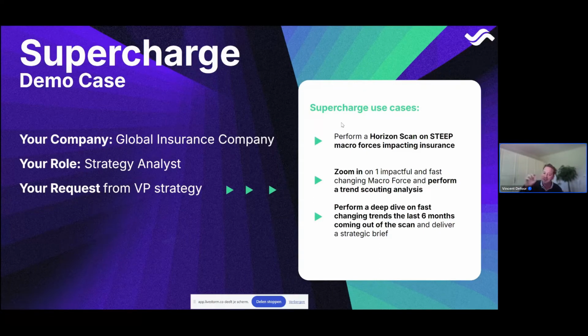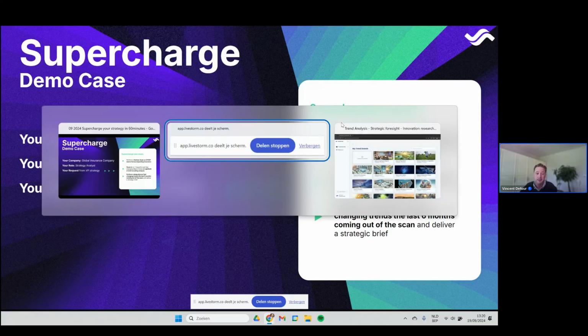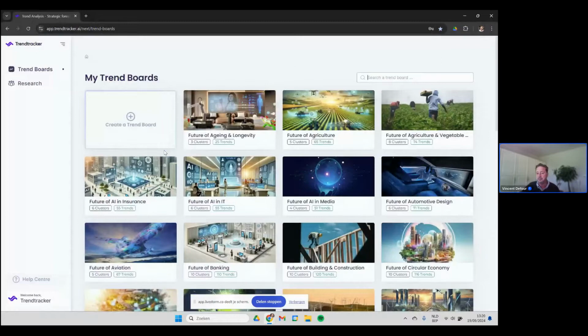These are the 3 use cases: horizon scanning, technology scouting, instant strategic briefing. And this is all like a cascade of events that I will demo now. So let me just zoom in or go to the platform itself. So for this, I have, of course, prepared a couple of what we call trend boards. And a trend board is actually acting as a trend report or a trend dashboard. It combines a couple of trends grouped into a couple of clusters that support a specific strategic challenge.